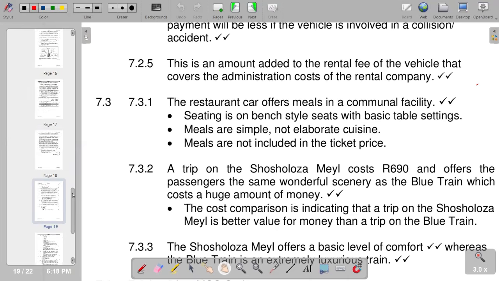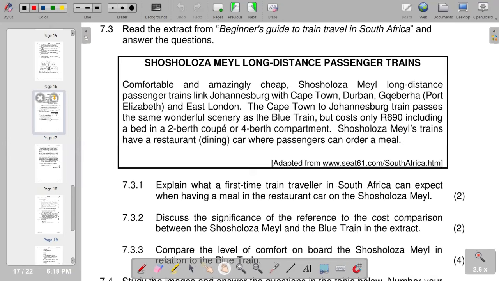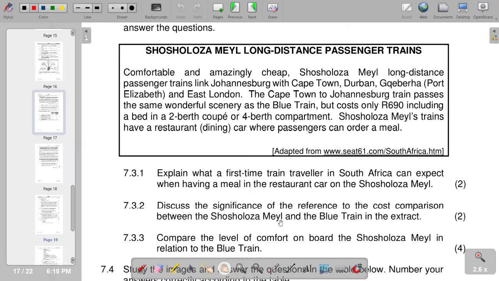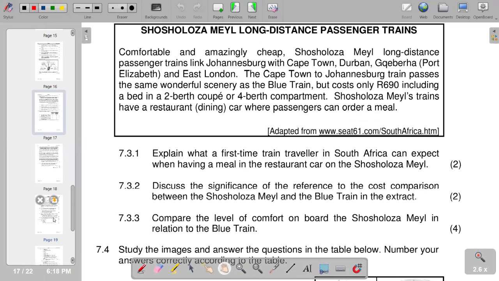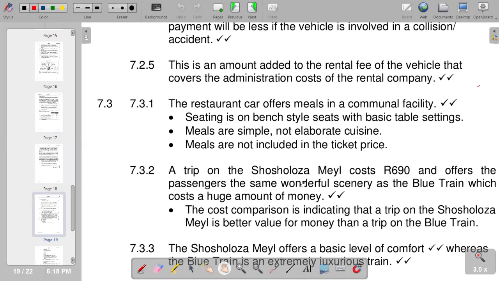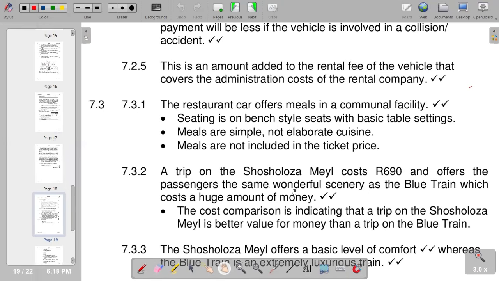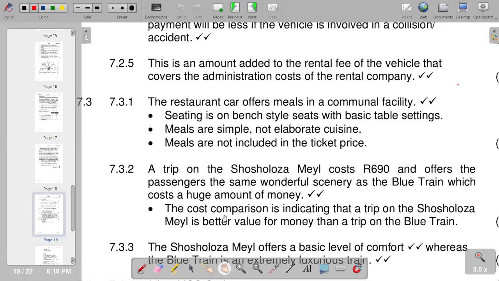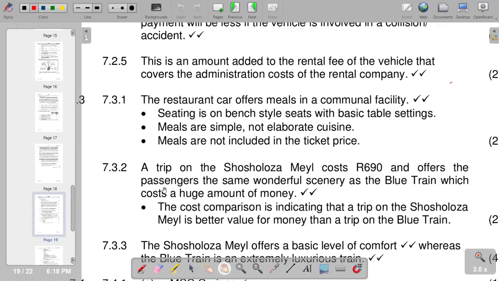So moving on to the next part now, 7.3.2, discuss the significance of the reference to the cost comparison between the Shosholoza Meyl and the Blue Train in the extract. Within that context, our response is a trip on the Shosholoza Meyl costs 609 rand and offers passengers the same wonderful scenery as the Blue Train, which costs a huge amount of money. Alternatively, the cost comparison is indicating that a trip on the Shosholoza Meyl is better value for money than a trip on the Blue Train. So this is what we have on 7.3.2.